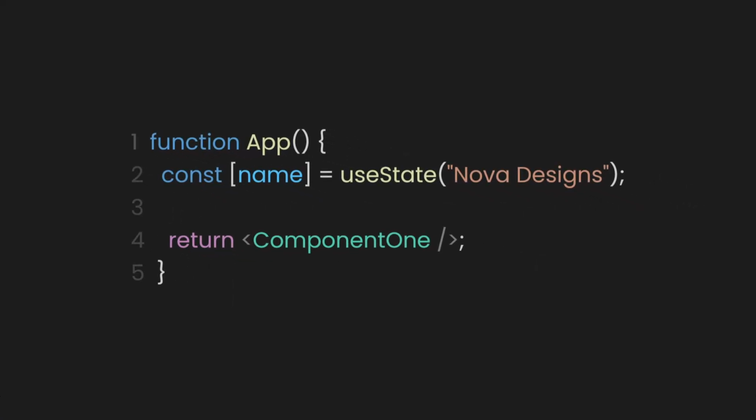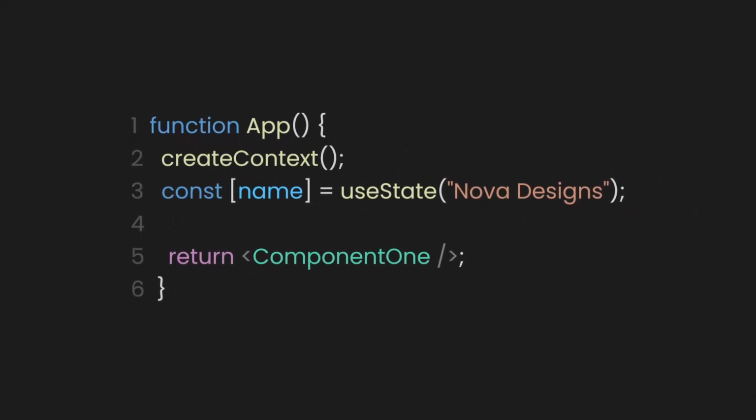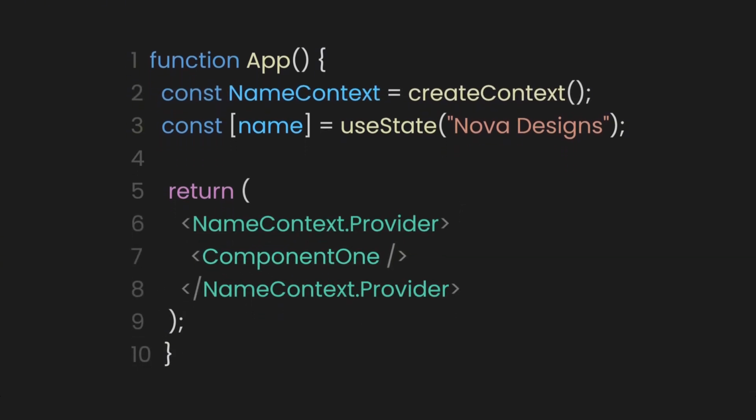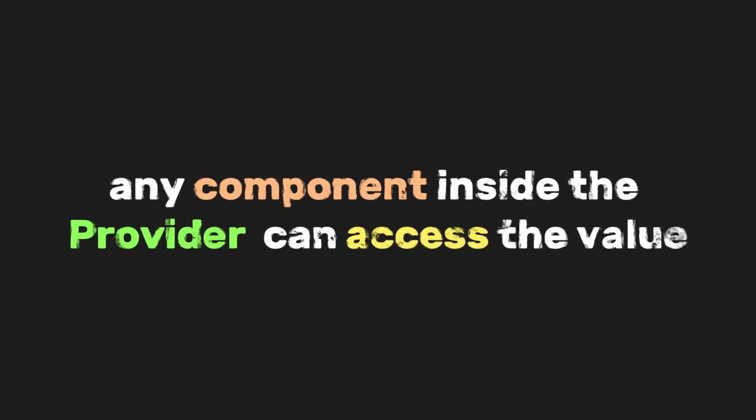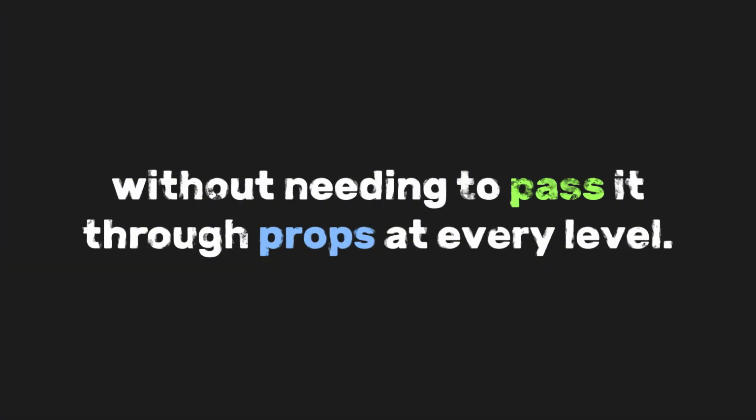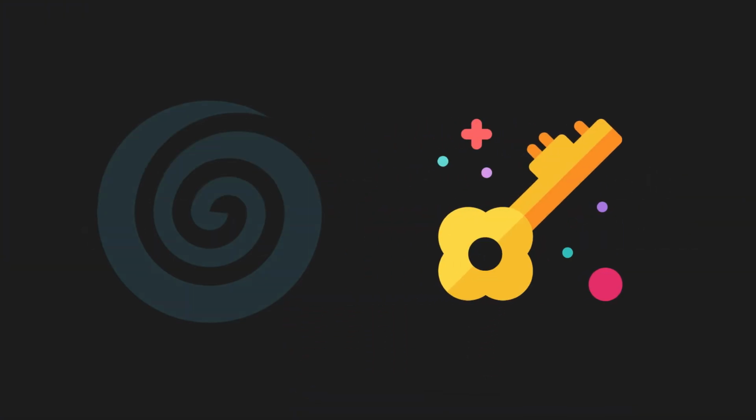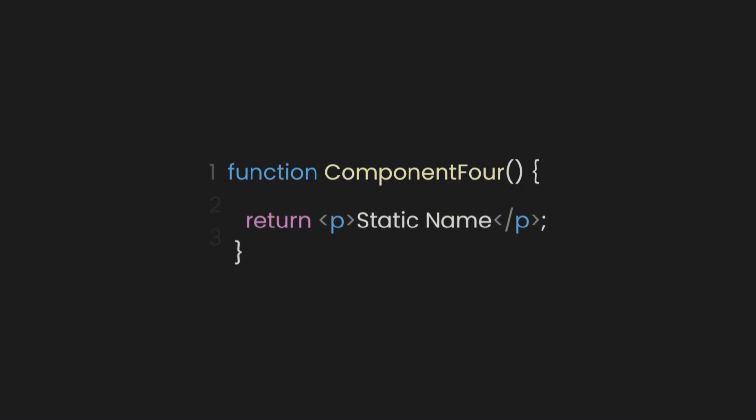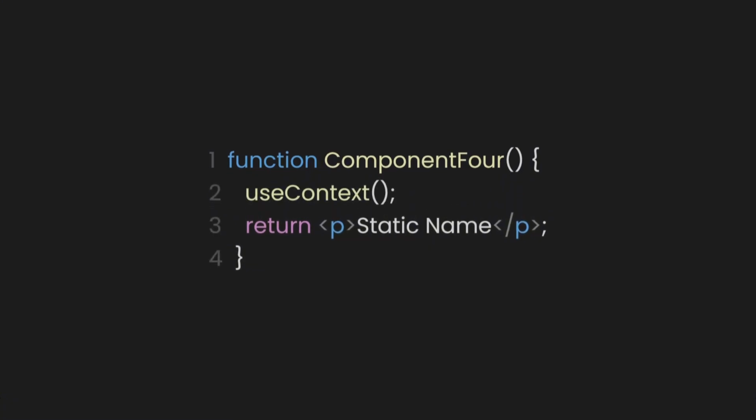We just need to create a createContext, which acts as a portal, and we also need to name our portal, so we'll place it in a variable. Next, we use the provider component that comes with the context to wrap the components that need access to this shared value. By doing this, any component inside the provider can access the value without needing to pass it through props at every level. It acts as a key to the portal where we can store all the data that we want the portal to hold on to. And finally, to get the name in Component 4, we use the useContext hook. This hook allows us to open the portal that we created using createContext.